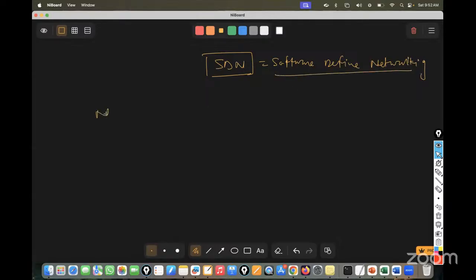We have to understand networking versus software defined networking. I hope we have all done the CCNA. What is networking? Can anyone explain? Anyone? Okay, multiple locations with routers, switches, data centers. Very good.